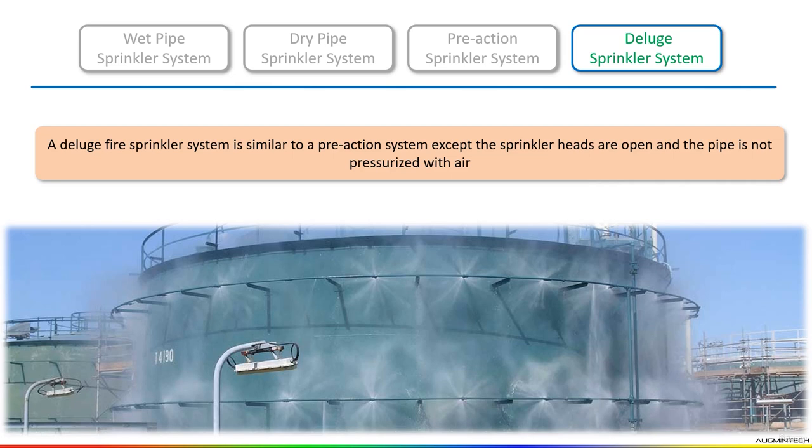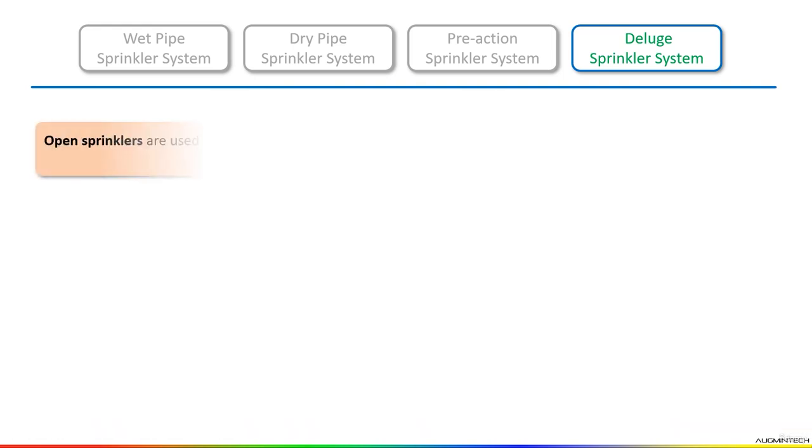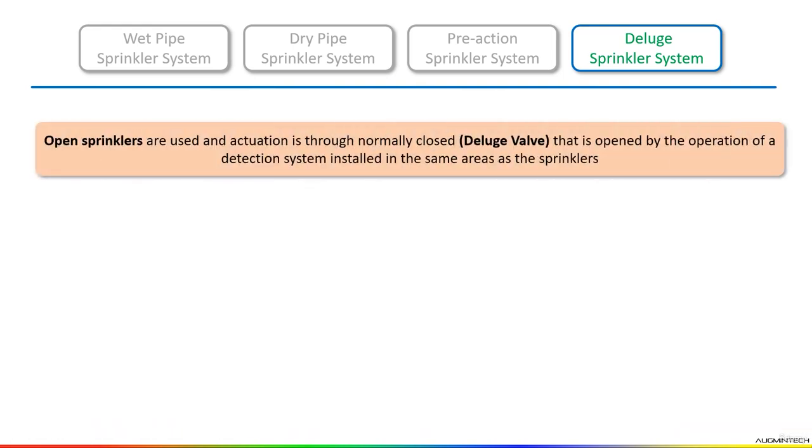Now here one question, where do we have to use this deluge sprinkler system? Ideally, you can say this type of system we are using for a highly hazardous area. So this is about the deluge sprinkler system. Now in a deluge sprinkler system, generally we are using open sprinklers, and actuation is through a normally closed deluge valve that is opened by the operation of a detection system installed in the same area as the sprinklers.